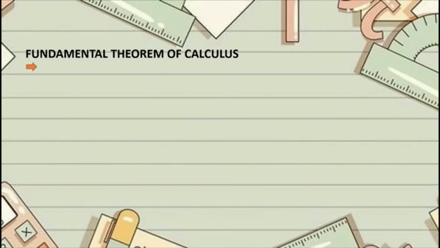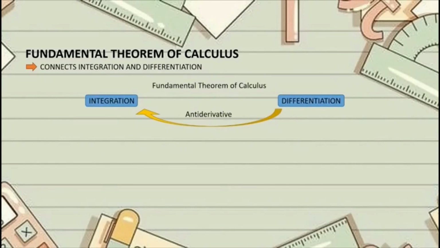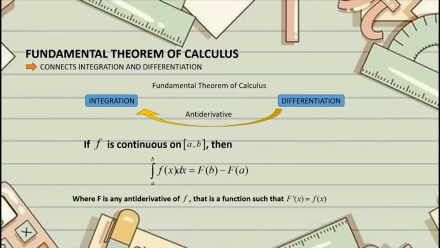The Fundamental Theorem of Calculus connects integration and differentiation. To find the antiderivative, we need to do integration. If a function is continuous on [a, b], then it can be written as below, where capital F is any antiderivative of f, that is a function such that F prime of x equal to f(x).